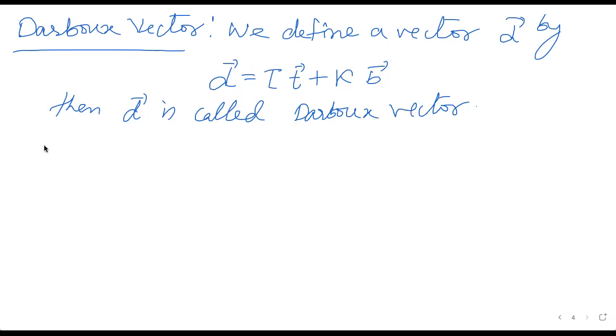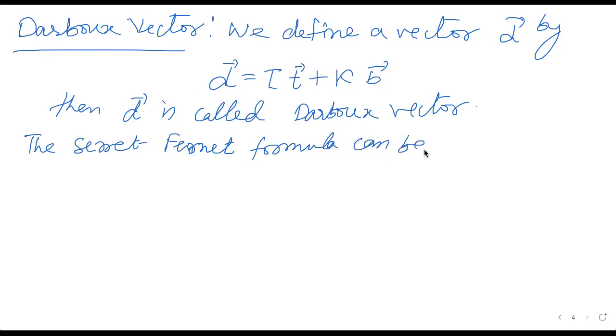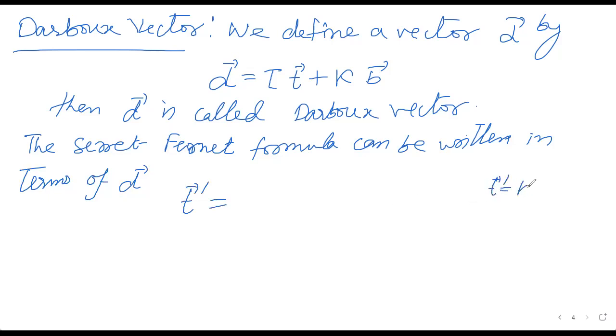So the Serret Fernet formula can be written in terms of D. In terms of D, how? See, what was t dash? It was kappa n. So how will n come here? It will be D cross t. See, what is D cross t? Tau t cross t plus kappa b cross t. Tau t cross t is how much?